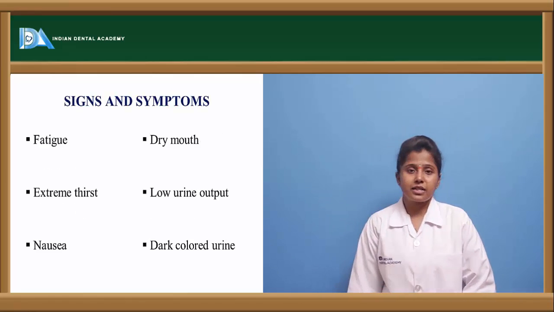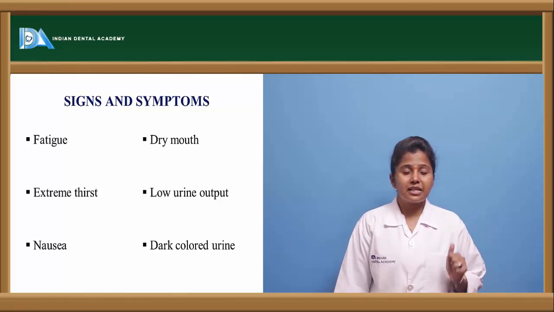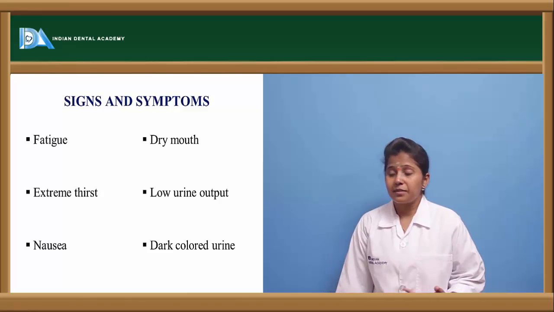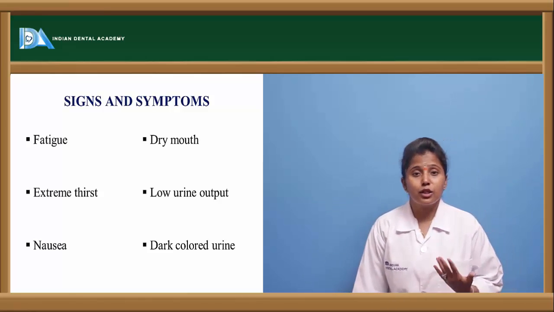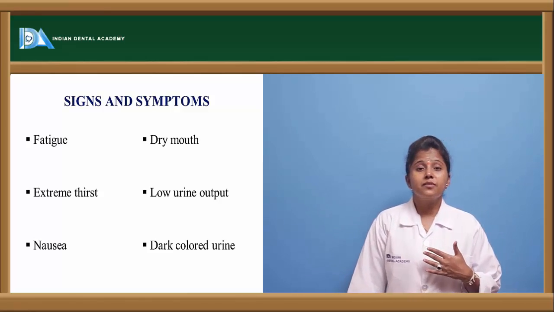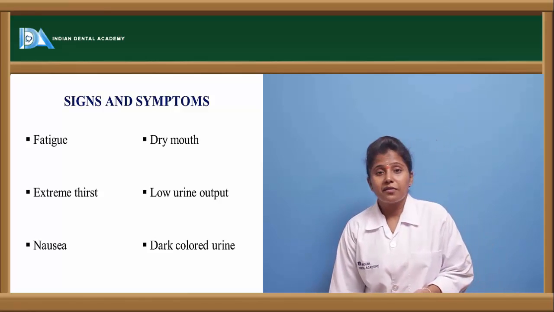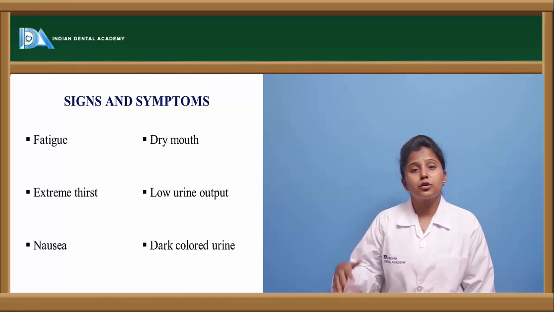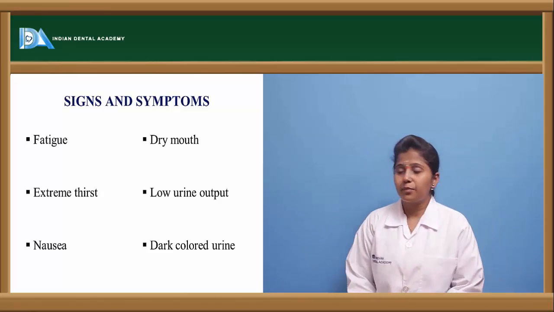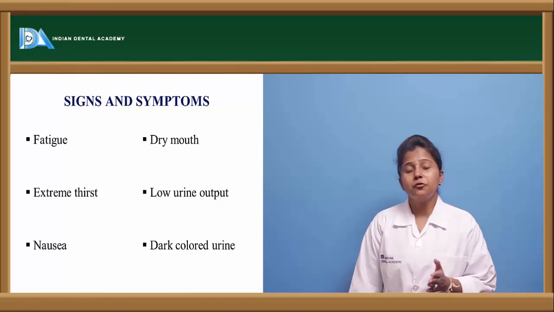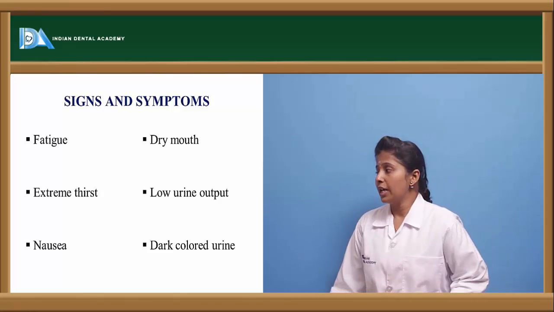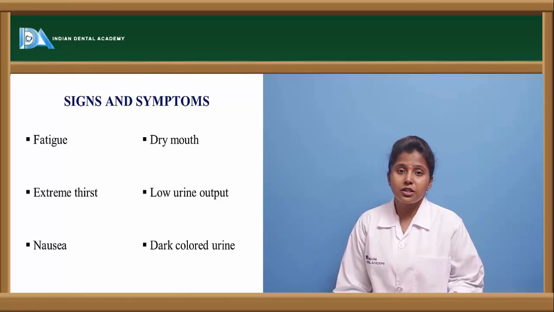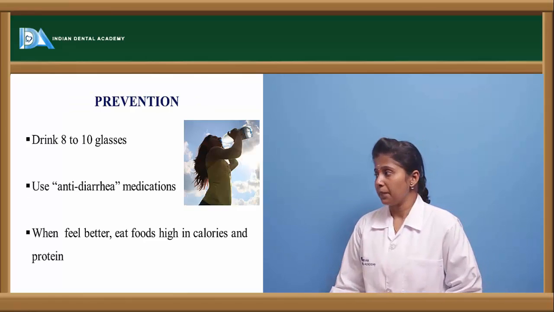So what are the signs and symptoms? First, the person becomes weak, pale, thin, and sometimes there will be a nauseating sensation. The person will have extreme thirst. Even if we drink water, the thirst won't stop, so there will be excessive thirst. The person will have a dry mouth, and the urine output is also reduced, with dark colored urine. We can say concentrated urine is passed out.